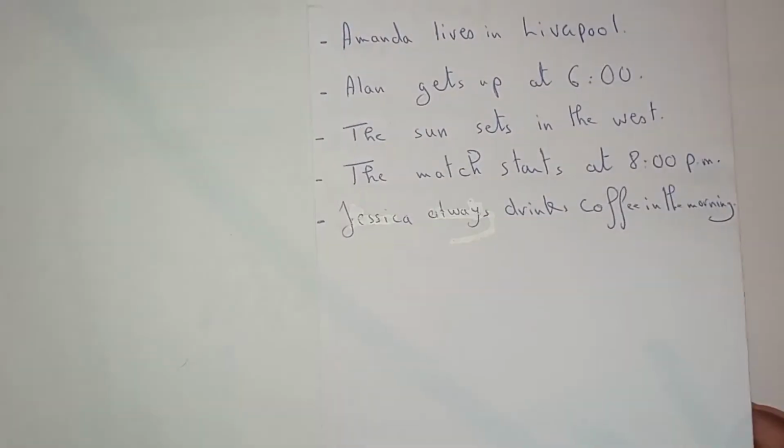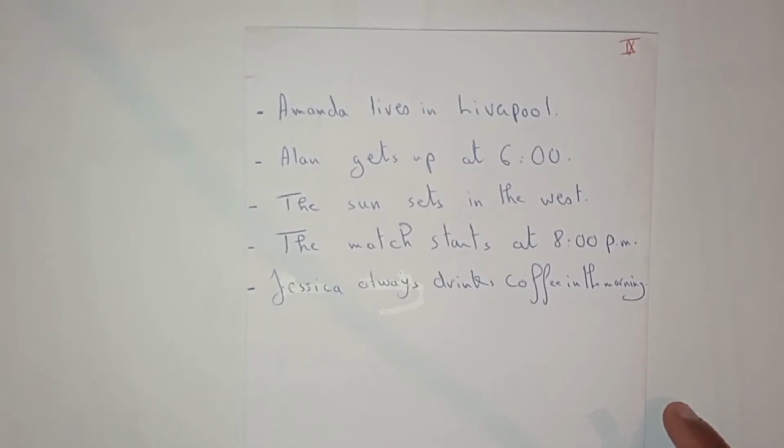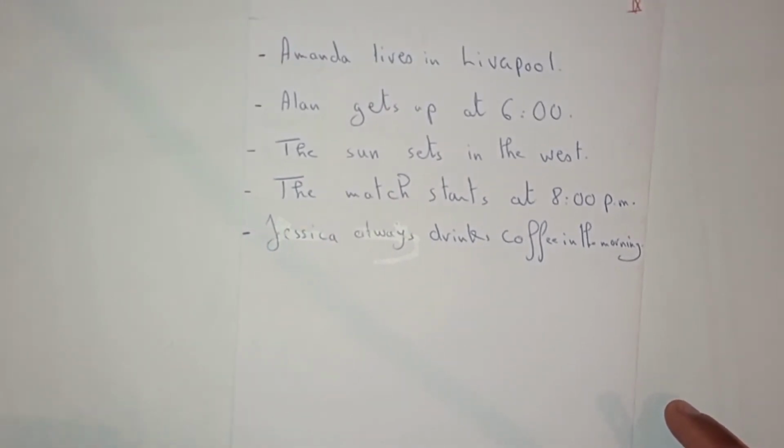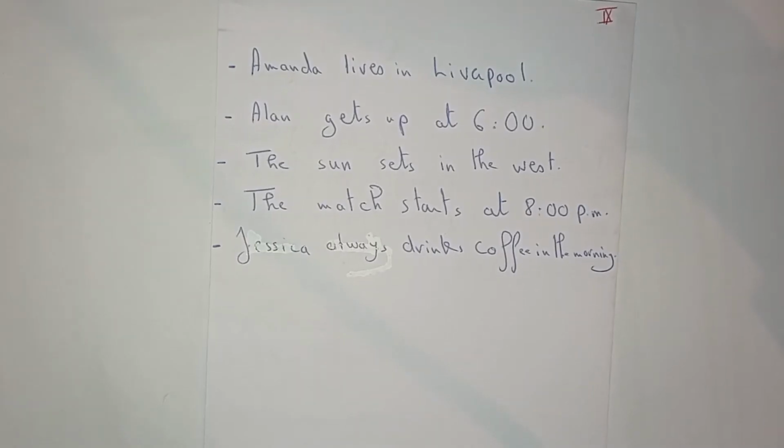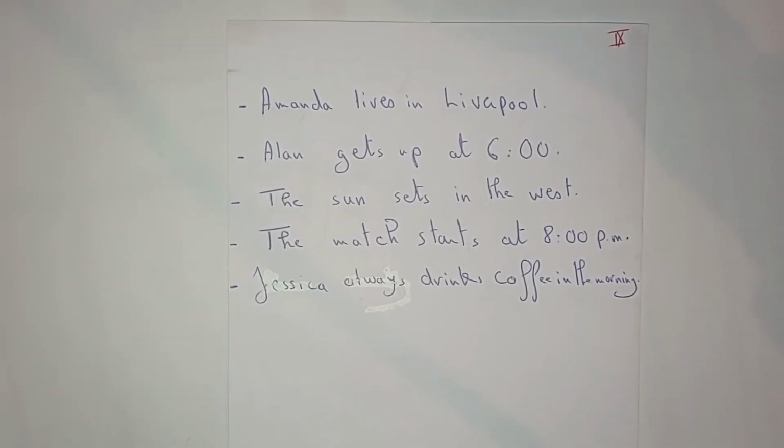Now, let's have a look at these sentences here. Amanda lives in Liverpool. Alan gets up at 6. The sun sets in the west. The match starts at 8 p.m. Jessica always drinks coffee in the morning. So what do we use the simple present tense for?